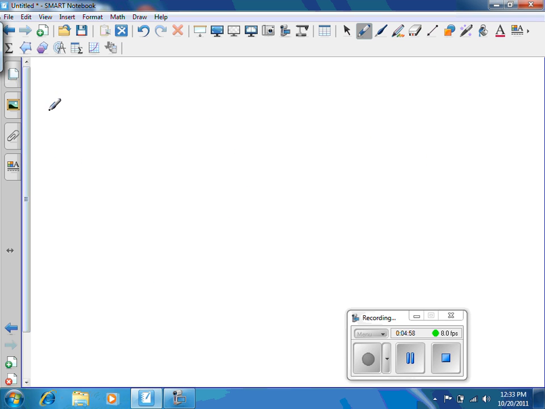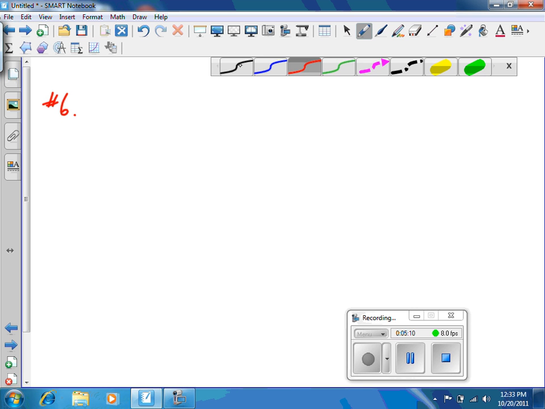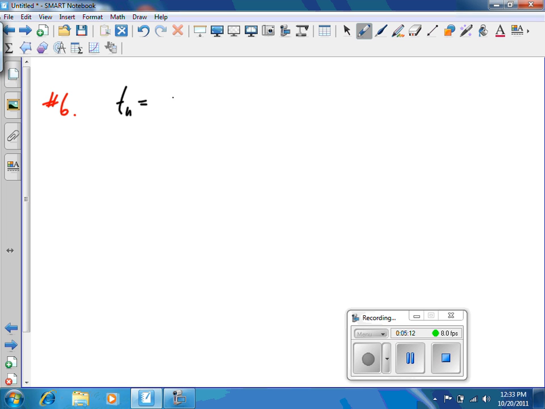Let's look at problem number 6. What is the general term for the sequence? Well, if I'm finding the general term, I know what I'm looking for. I'm looking for AR to n minus 1. In order to find this, I need A and I need R. So do I know A? Yes. A is 1/4.